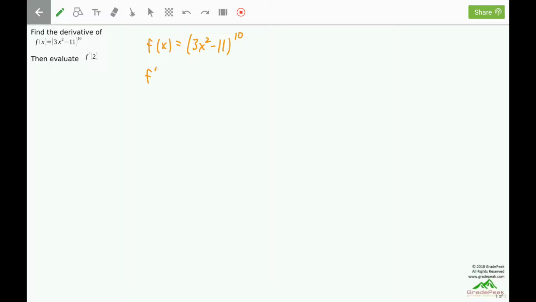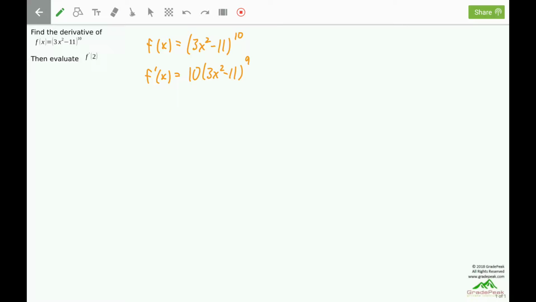So when we find the derivative, f prime of x, we'll use the power rule for that 10th power. We bring the power down, leave the entire inside alone exactly as you see it, and subtract 1 from the power. It's now to the 9th power. But because the inside of the power is not just an x, but an entire expression, we have to multiply by the derivative of the inside.